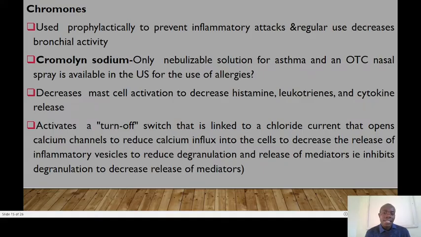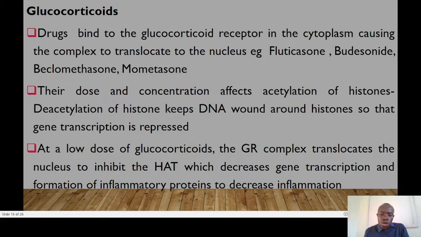It activates a turn-off switch that is normally linked to a chloride current that opens calcium channels, to reduce calcium influx into cells and decrease the release of inflammatory vesicles, so as to reduce degranulation and release of mediators. That is, it inhibits degranulation to decrease the release of mediators.